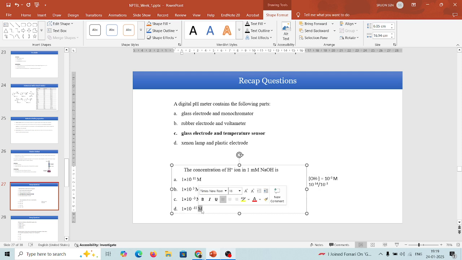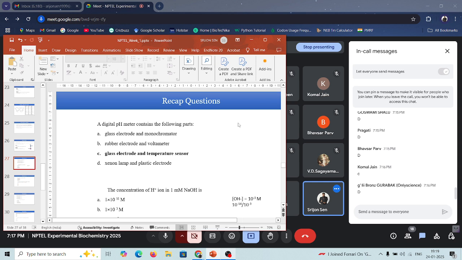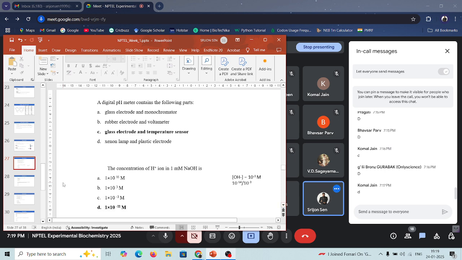which is D, not C. So D is the correct answer. Just for those who are telling the option C, for them I just put it over there. So I guess D is clear. Fine, next one.